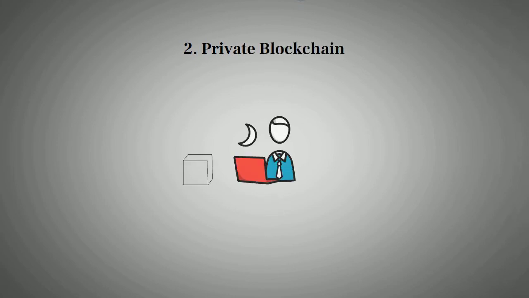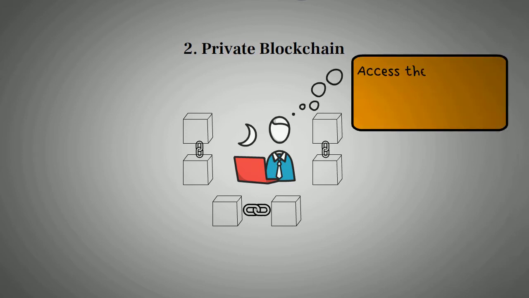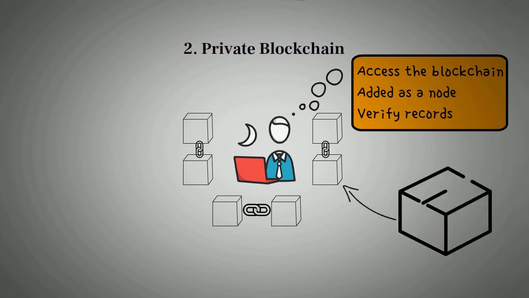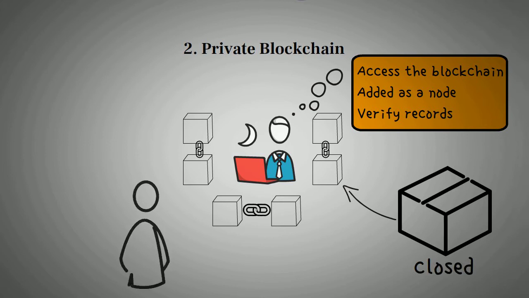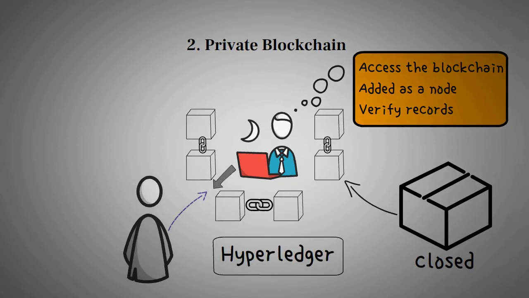The second is the private blockchains. Private blockchains are centralized and governed by a person or organization that decides who can access the blockchain, be added as a node, and verify records. Unlike public blockchains, private blockchains aren't open and offer access restrictions. If anyone wants to join a private blockchain, they must obtain permission from the administrator. An example of this is the B2B virtual currency exchanges like Hyperledger.